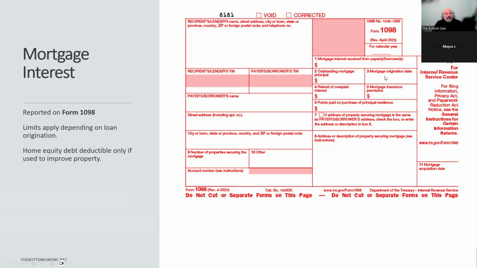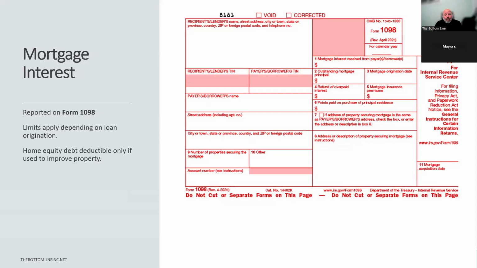Oftentimes people will refinance their house and they'll get a new mortgage. So maybe they bought their house in 1987, but in 2020, they ran up all their credit cards and they refinanced and took out more money so that they could pay off debt. The house went up in value. We have to prorate the amount because the only mortgage interest deductible is for that of the property, or if they take a home equity loan to improve the property. Those are the only mortgages deductible.